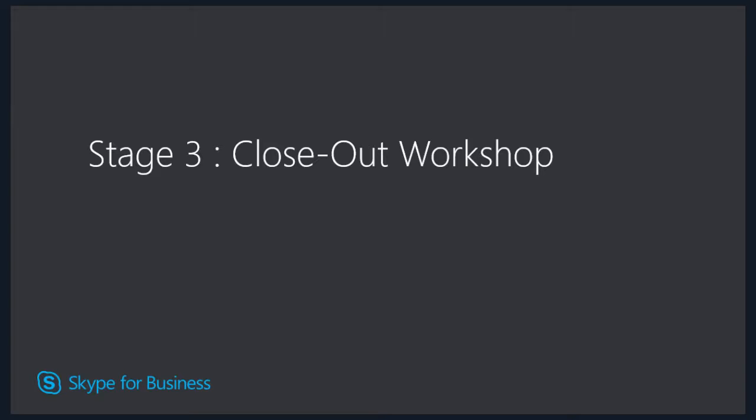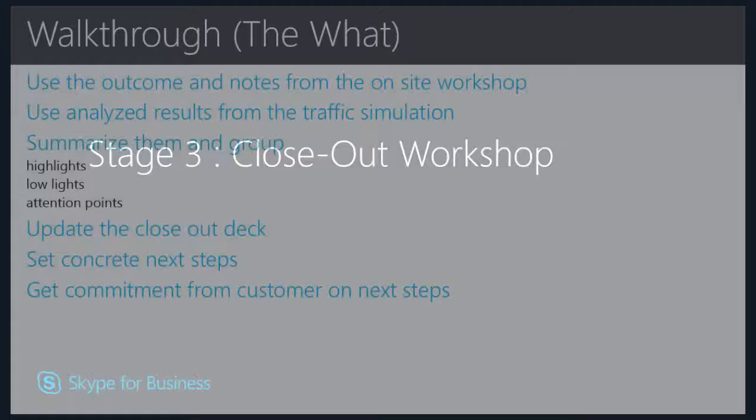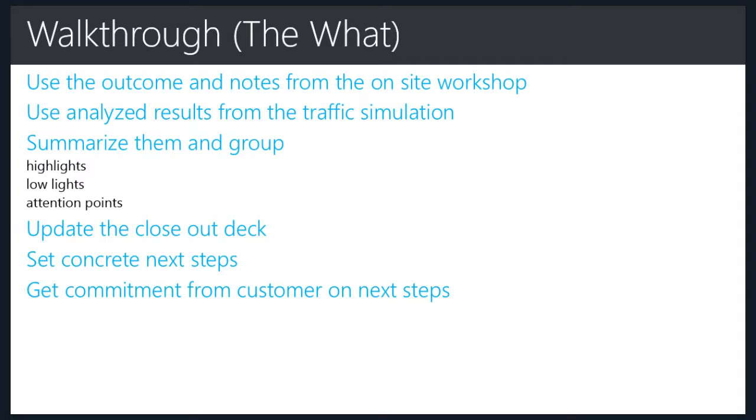Which brings us to stage 3, our closeout workshop. So what are we doing during this closeout workshop? We're taking the outcome and notes from the on-site workshop and the analyzed results from the traffic simulation, and we'll summarize them. And basically we'll make groups of highlights, lowlights, and attention points.